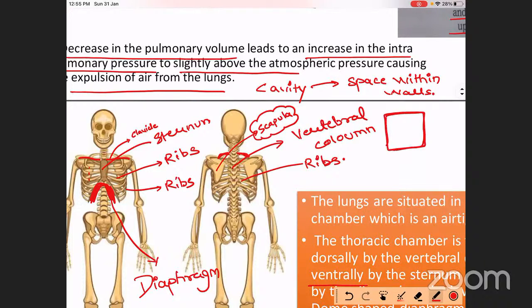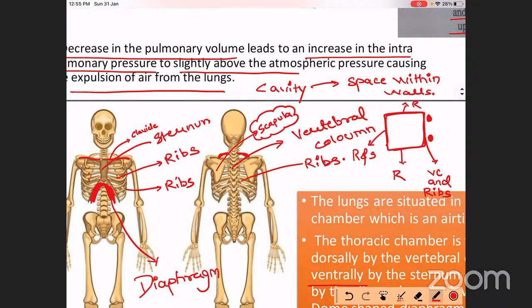Okay, so anything which is present behind these walls, like this is happening. If we say here is the presence of ribs and sternum, here is the presence of ribs laterally. There are also ribs laterally, and here is the vertebral column and ribs again. So these are ultimately forming the walls. Anything present behind the wall will not be counted as the wall of that particular cavity.